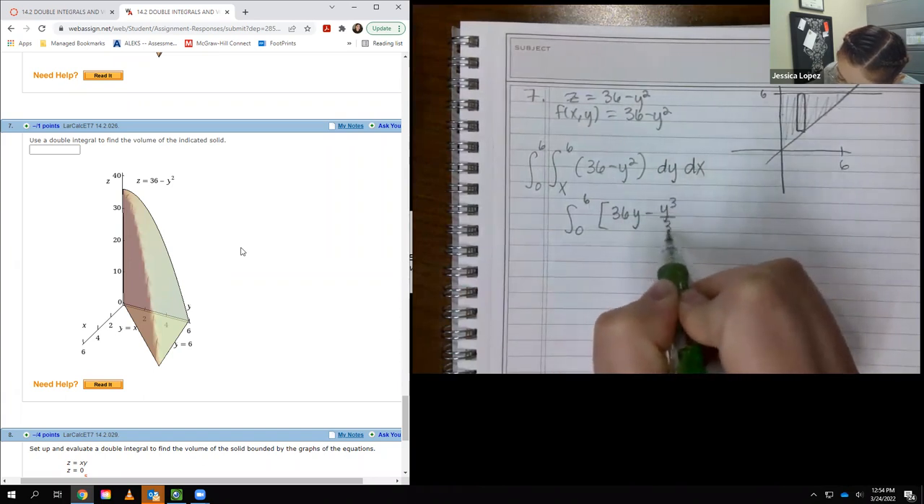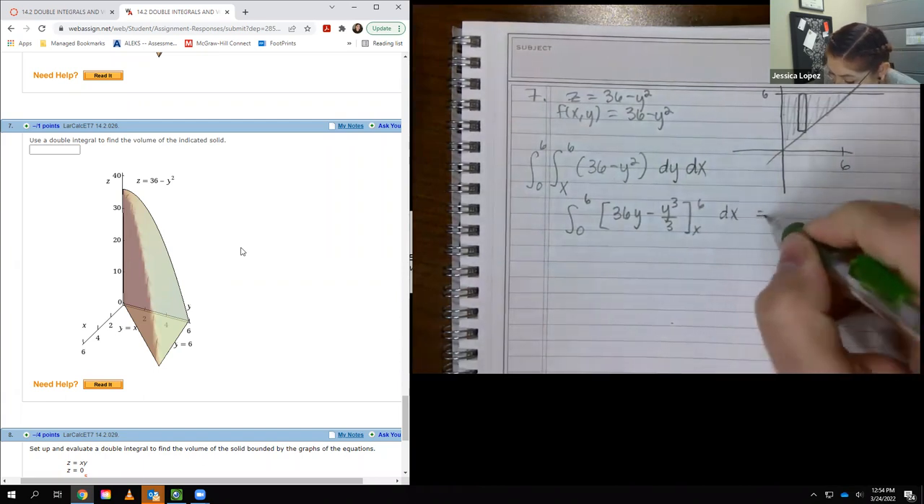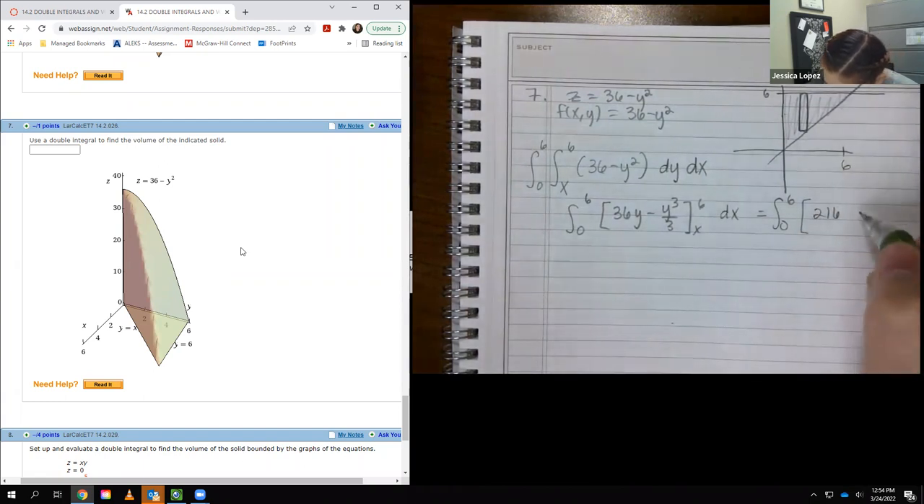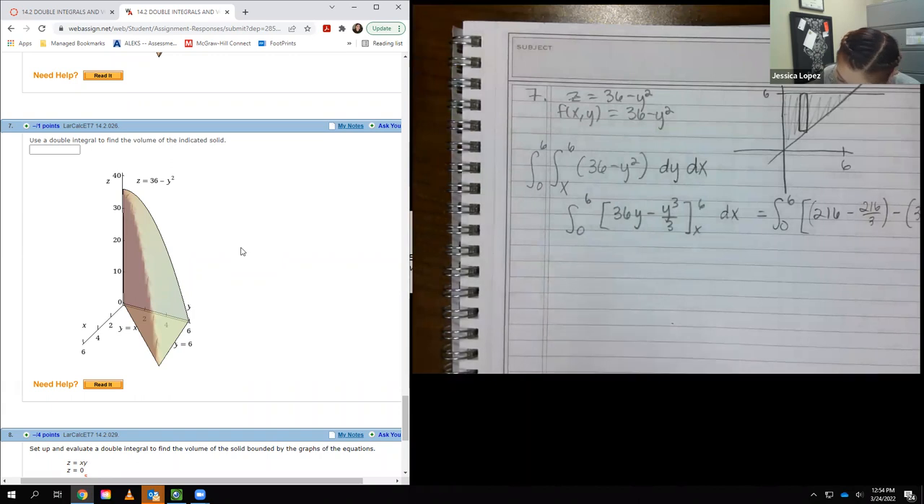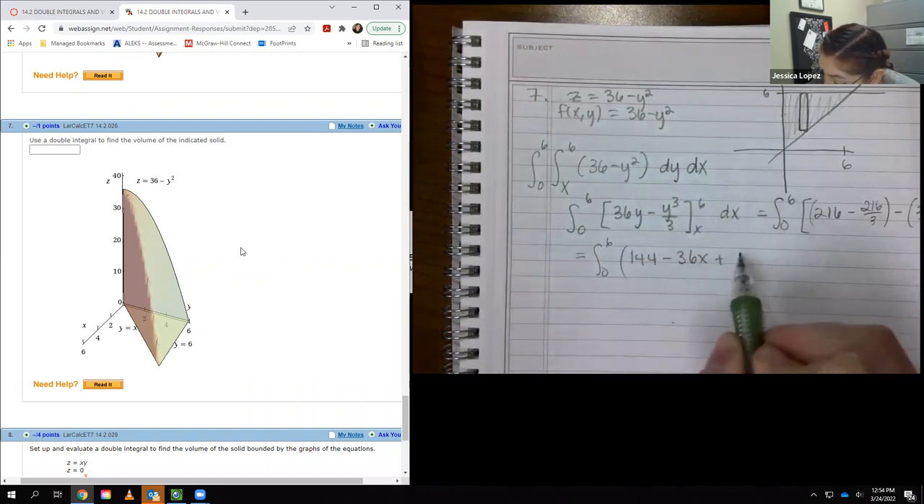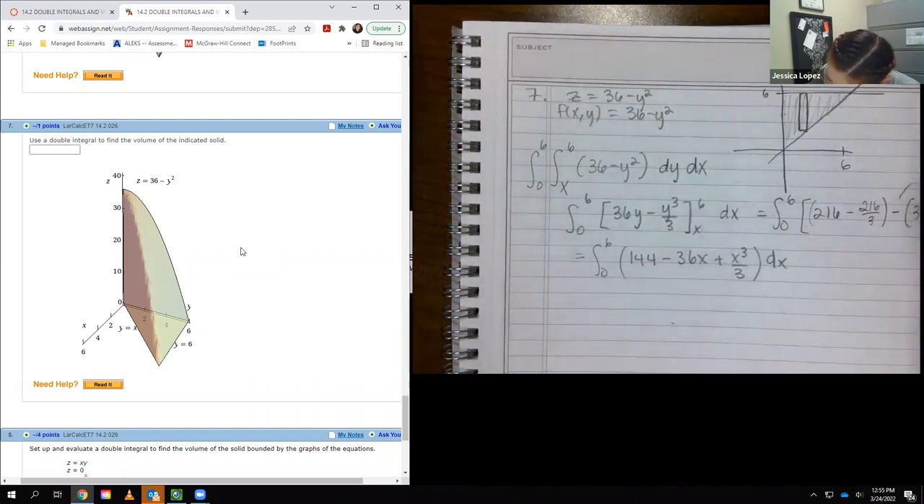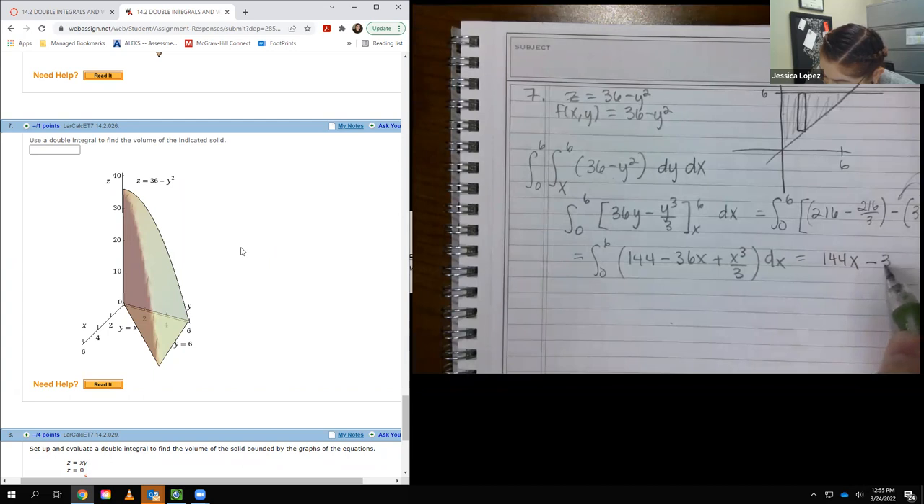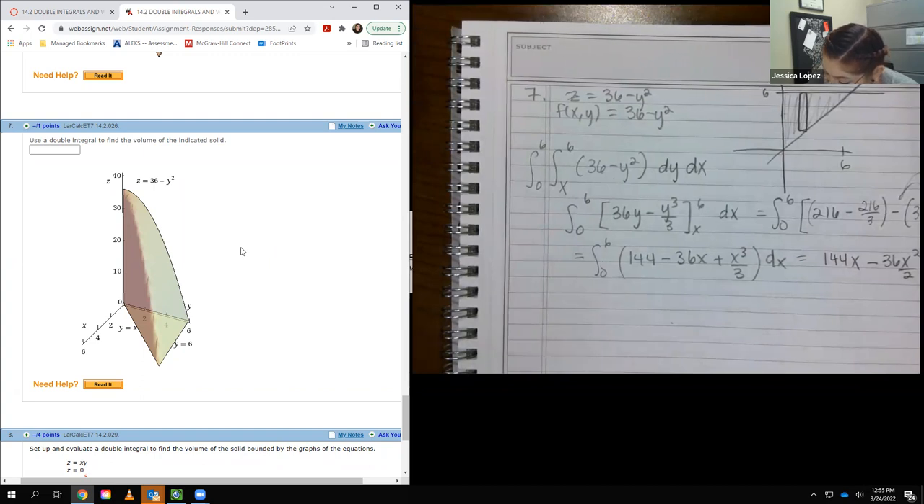36y minus y cubed over 3 from x to 6. So we get 36 times 6, minus 216 over 3, minus 36x minus x cubed over 3. So 216 minus 216 over 3 is 144, minus 36x plus x cubed over 3. Don't forget to distribute this negative. Okay. Then we have 144x minus 36x squared over 2, plus x to the fourth over 12, from 0 to 6.